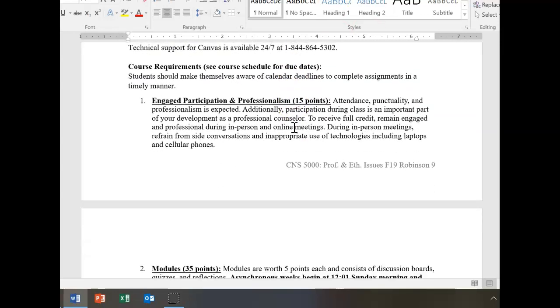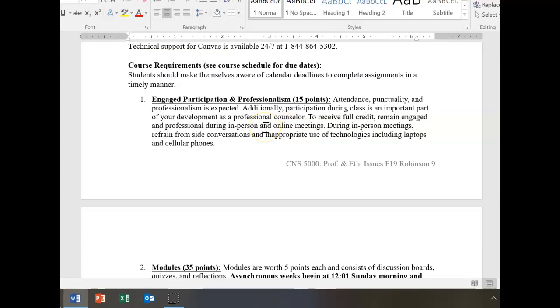Let's jump to course requirements. 15 points of that 200 are engaged participation and professionalism. That means, are you showing up? Are you showing up on time? And are you acting professional? Are you practicing boundaries around disclosure?